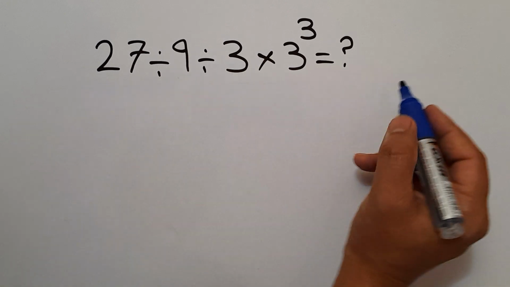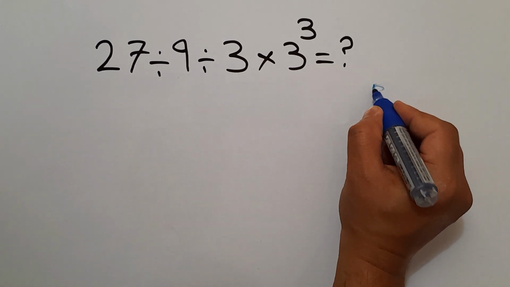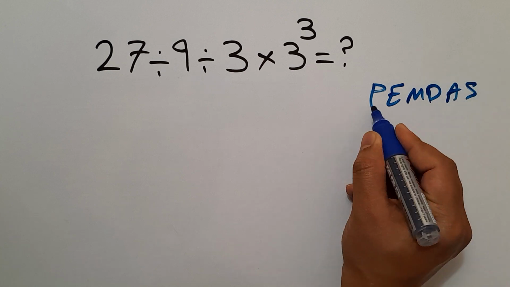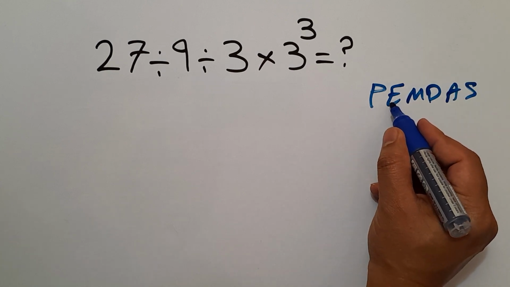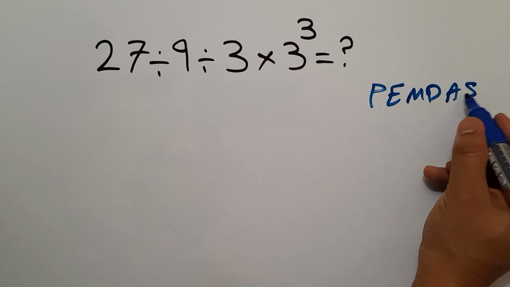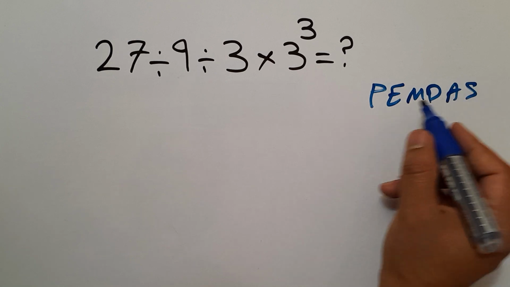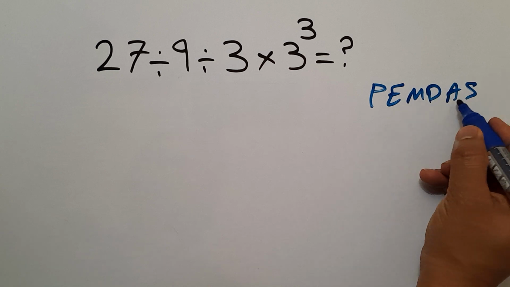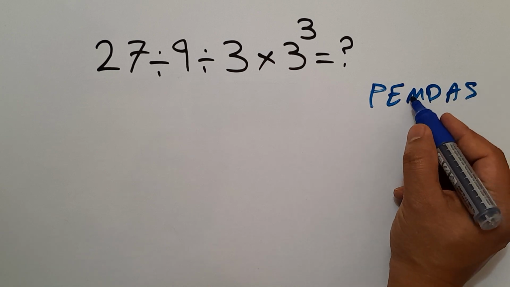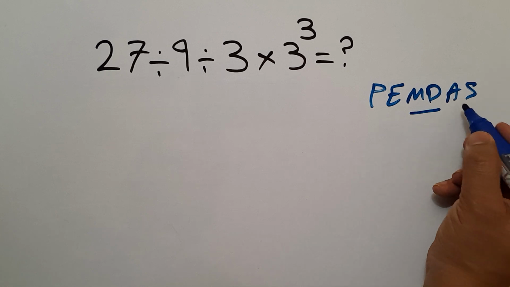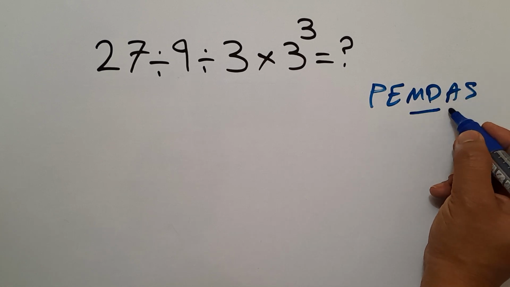According to the order of operations, which is PEMDAS, P stands for parentheses, E stands for exponents, M and D stand for multiplication and division, and A and S stand for addition and subtraction. We first do parentheses, then exponents, then multiplication and division, and finally addition and subtraction. Remember that multiplication and division have equal priority and we have to work from left to right. And the same applies to addition and subtraction.